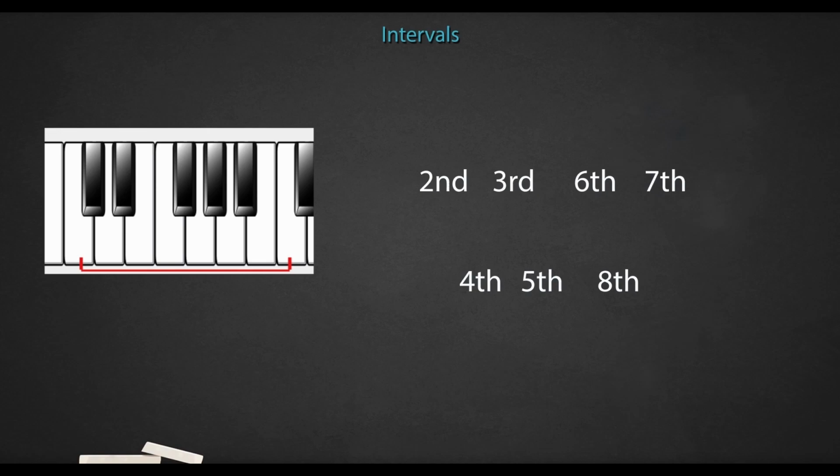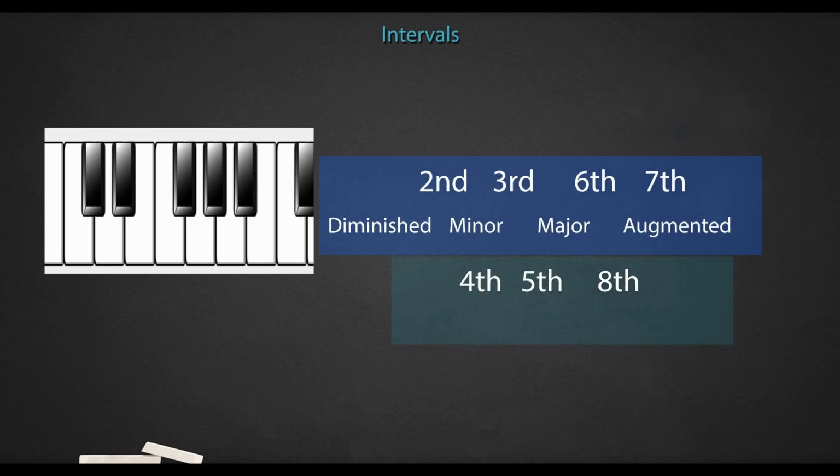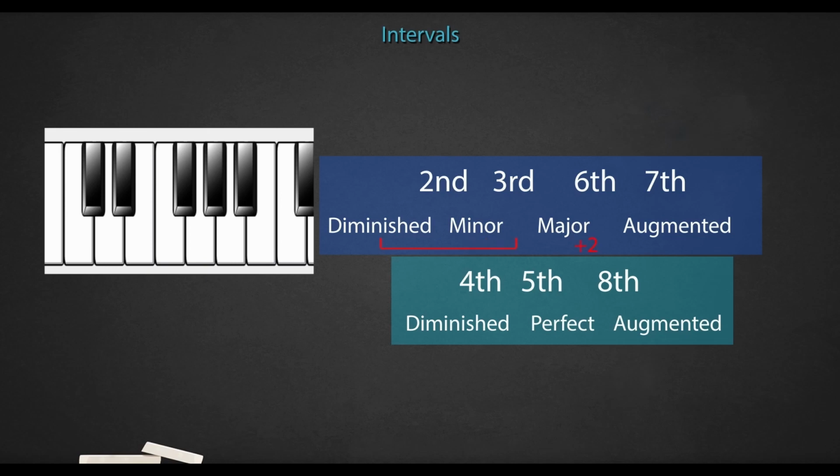The words are, for second, third, sixth, and seventh intervals: diminished, minor, major, and augmented. For fourth and fifth intervals: diminished, perfect, and augmented. Each one of these terms is a semitone away from the next one. So, a diminished interval is a semitone smaller than the minor, 2 semitones from the major, and 3 from the augmented interval.